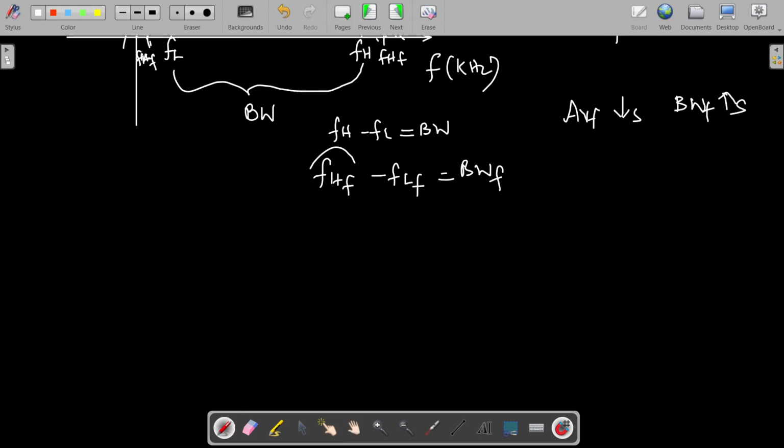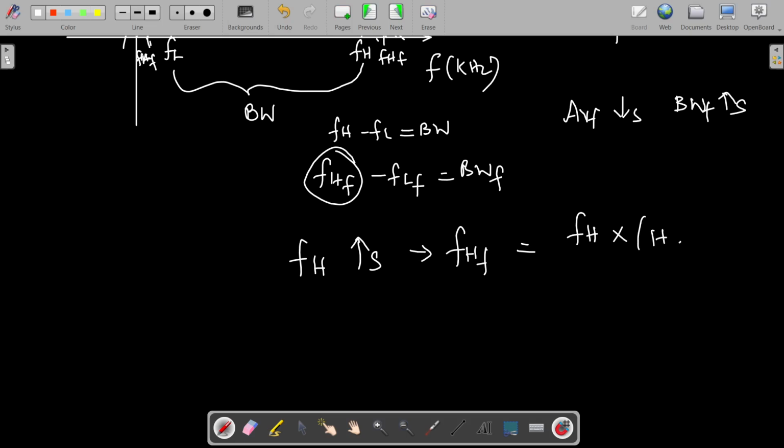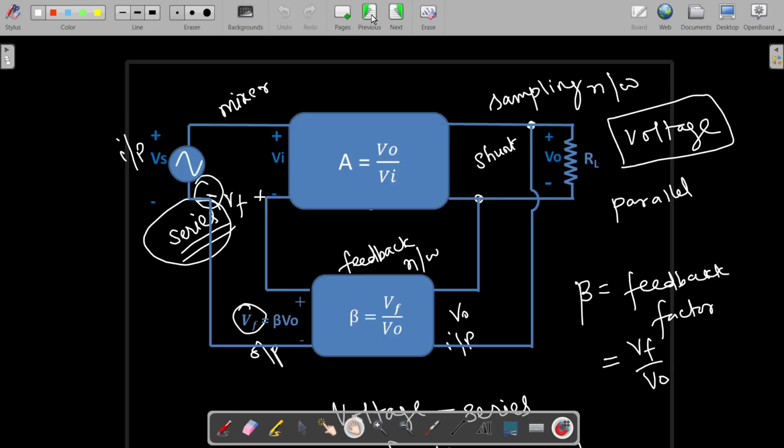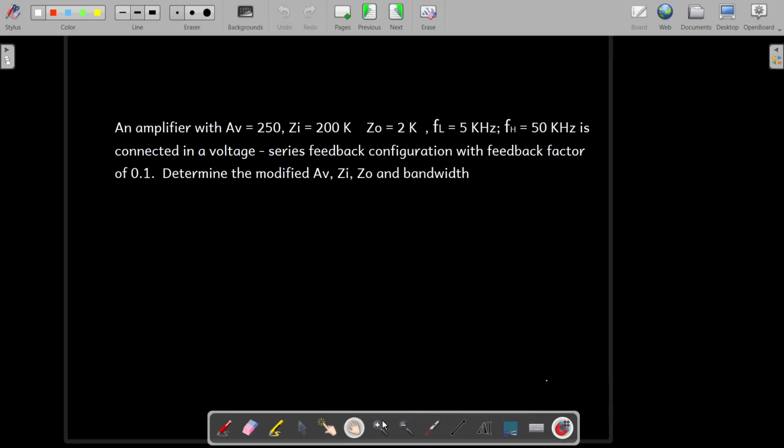So FH increases, and you get FHF as FH multiplied by 1 plus AV beta. And what happens to FL? FL goes to the left side, so it decreases. You get a new FLF, which is FL divided by 1 plus AV beta. Now you can simply recollect the formulas directly and substitute them.